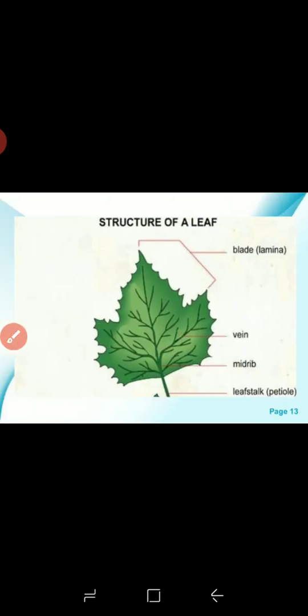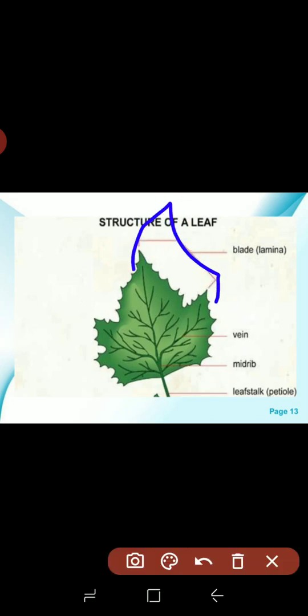Then the structure of the leaf. Here we have the leaf blade, that is the lamina. Then here are the veins. Here is the midrib. This is the midrib, and this is the leaf stalk, that is also known as the petiole.